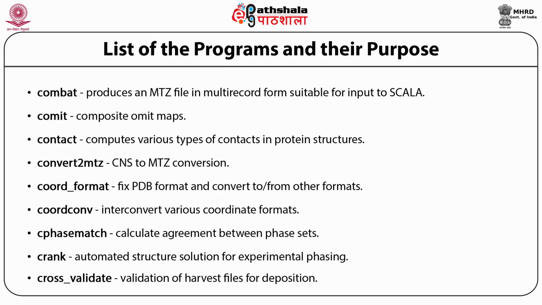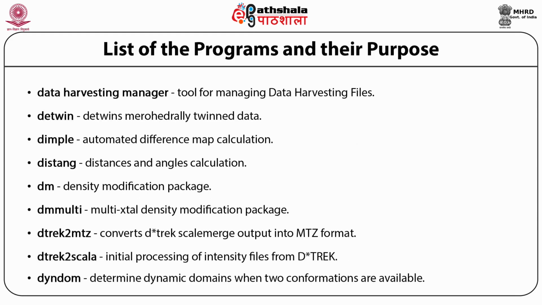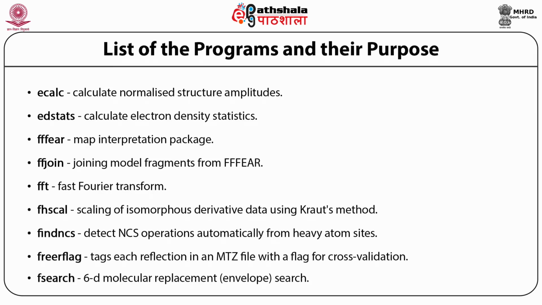Then for automated structure solution for experimental phasing, we use a program called CRANK. We have a program called DIMPLE for automated difference map calculation. For calculation of distances and angles, we have the program DISTANG. Density modification, again, we are going to deal with in depth. It's a program called DM, and to determine the dynamic domains when two conformations are available, we use the program DYNDOM. We have a program to calculate the normalized structure factors.